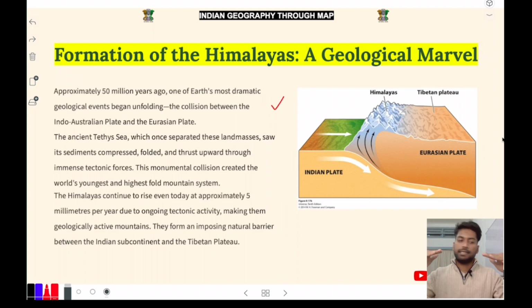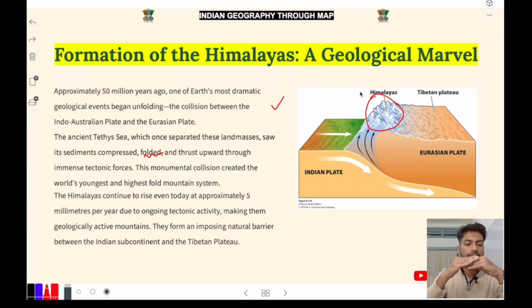So it's like they came like this, and the heavy plate went inside and the light plate went upside. Okay, so this is how the Himalaya was created, and there was some faulting also. After that they got folded. This is folding.